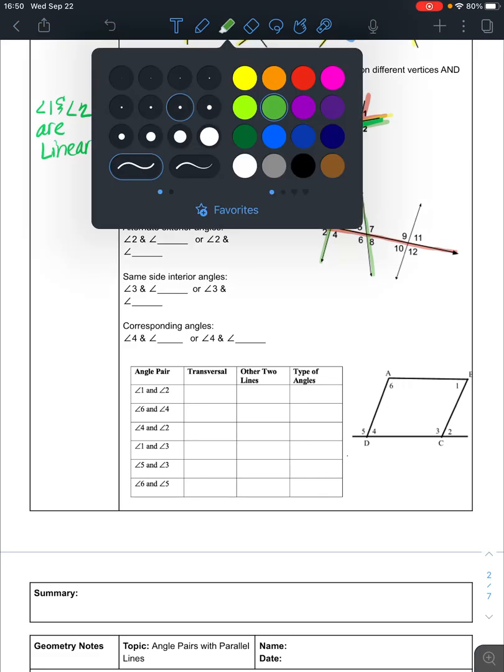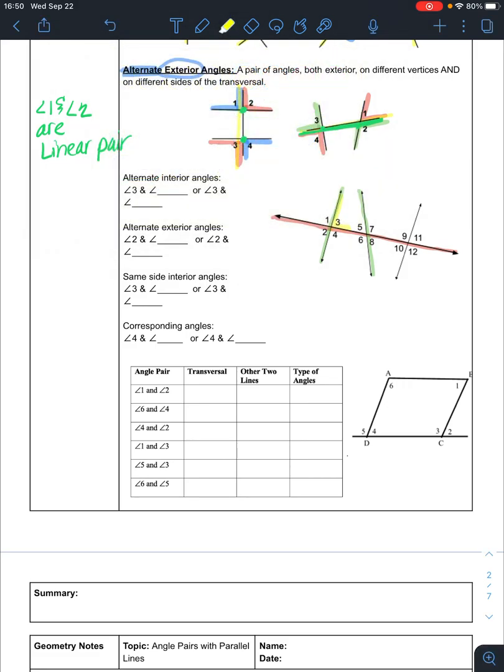Then alternate interior, so it has to be in between those two green lines. They have to be on alternating sides of that red line. So that would be 3 and 6. We're looking for that Z. So 3 and 6 are alternate interior. Now, if I use my other two lines, let's use this line and this line, my two pink lines. Ignore the green line, pretend it's not even there.